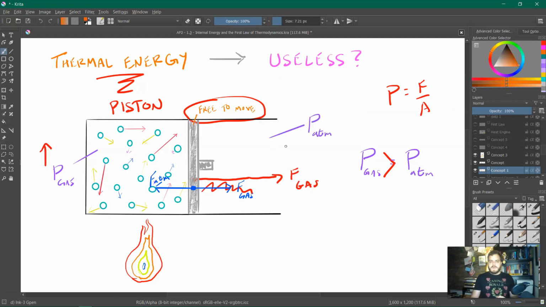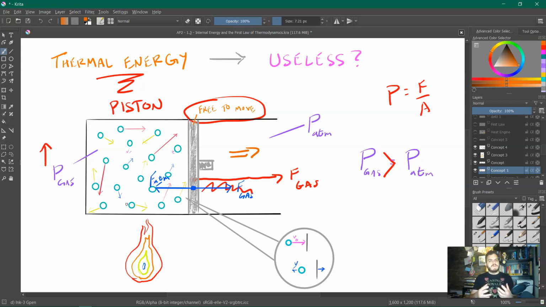And therefore, the piston head will start to move. Another way to think about this is on the micro scale. If any of these particles hit the wall, we talked about how all these collisions are elastic. So if a particle hits the wall, it bounces back at the same velocity. But if it hits the wall that can move, it is still an elastic collision.